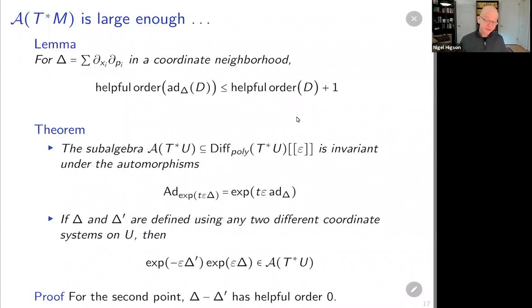The second interesting thing is that if you choose 2 different systems of local coordinates in the same chart, then you'll get 2 different exponentials of epsilon delta. They're not the same, but they're multiplicatively different; their quotient is an element of our algebra, because the difference between delta and delta prime actually has rather small order. It has quite big order in the traditional sense of partial differential operators, but small helpful order. That's part of why the helpful order is helpful.